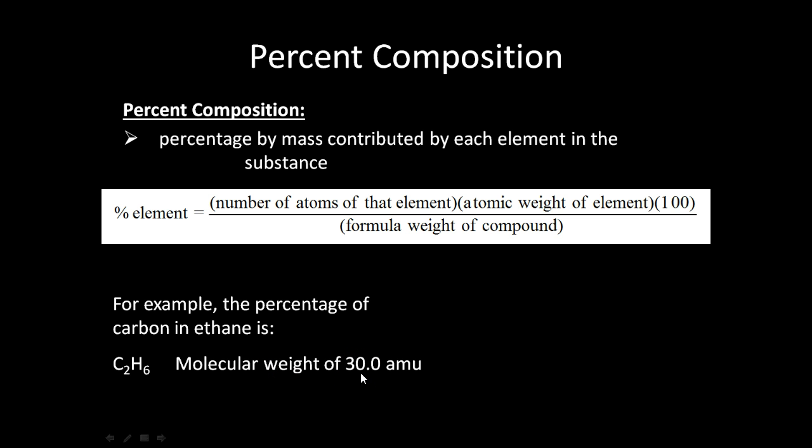For example, with ethane, we've already discussed that the molecular weight on the last slide was 30.0 AMU. If we want to find out how much carbon is in the ethane, we would start plugging in numbers. We have 2 carbon atoms in the formula, so 2 and 2. The atomic weight for carbon is 12.0 to one decimal place. Then we would divide by the molecular weight for that particular formula, and multiply it by 100 to change it to a percentage. So this is how to actually calculate percent composition.